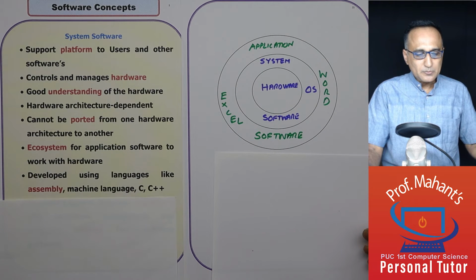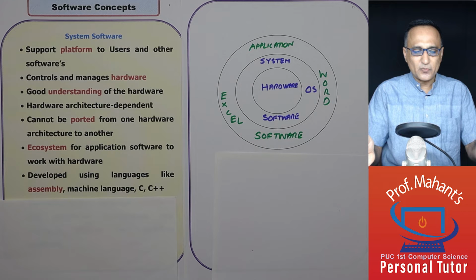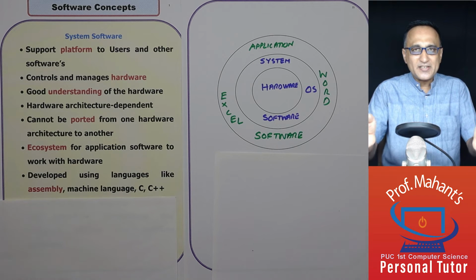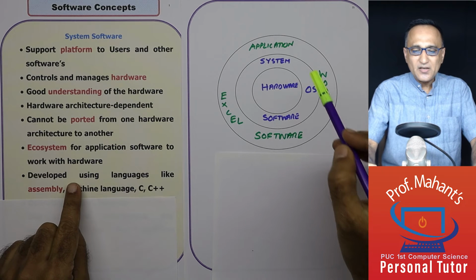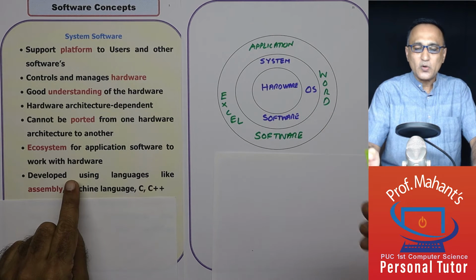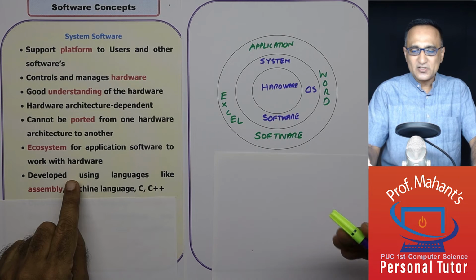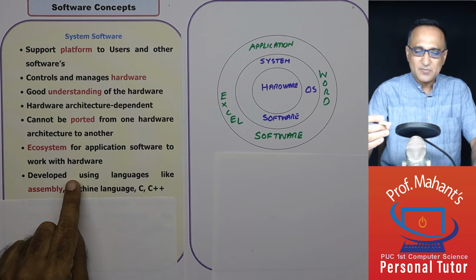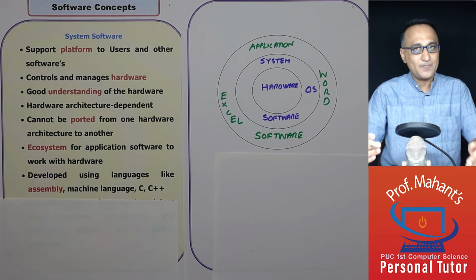Now, the advantage of system software is it provides you an ecosystem. It provides you an environment so that you can use your application software to work with hardware easily. As I told you, you cannot work with your hardware without having the operating system. So operating system is an example of a system software.